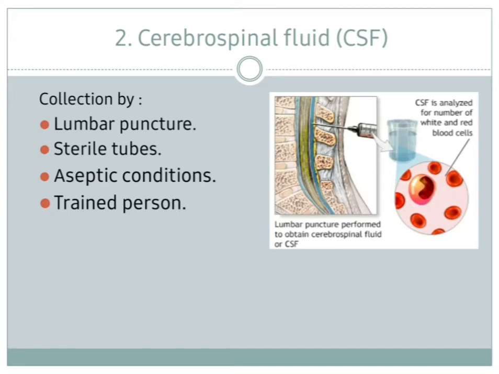Second, the cerebrospinal fluid. Cerebrospinal fluid, as you know, is found in the spinal cord. We can take the cerebrospinal fluid by lumbar puncture. As you see here, you insert the needle between L3 and L4 vertebra, lumbar vertebra 3rd and 4th, and the technique should be completely aseptic.